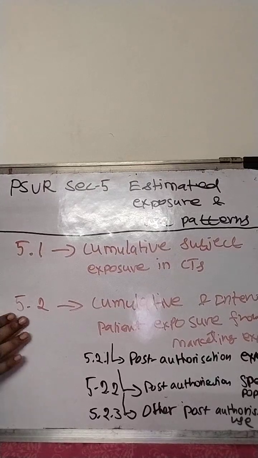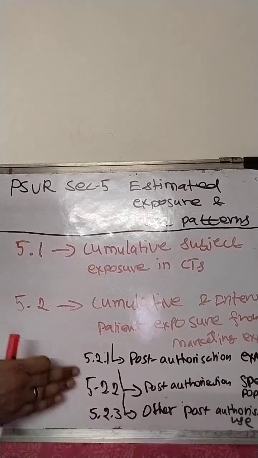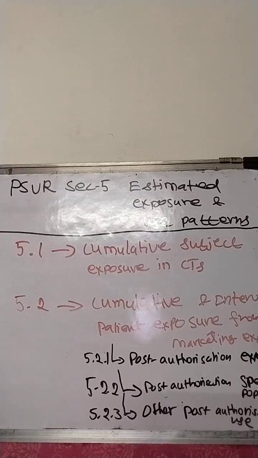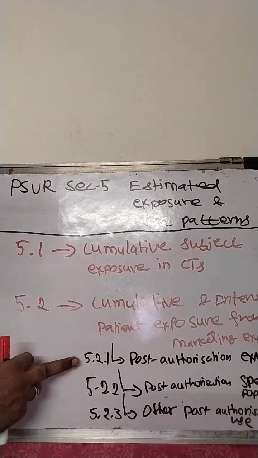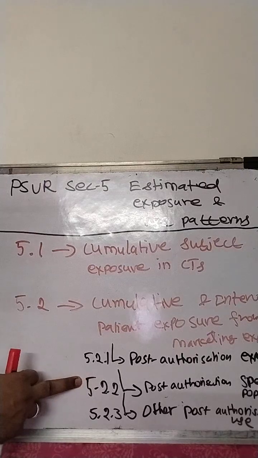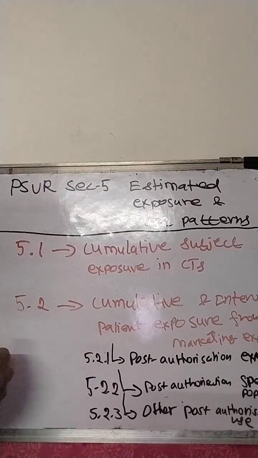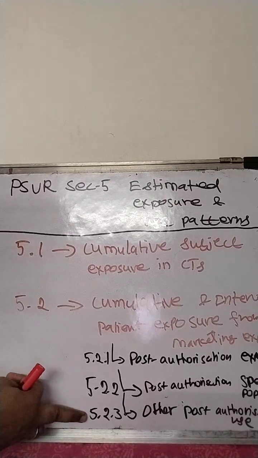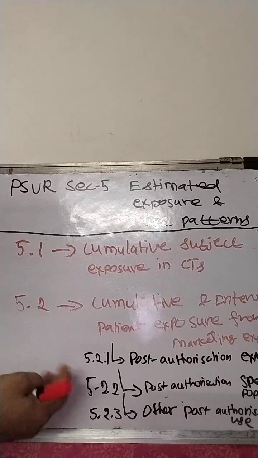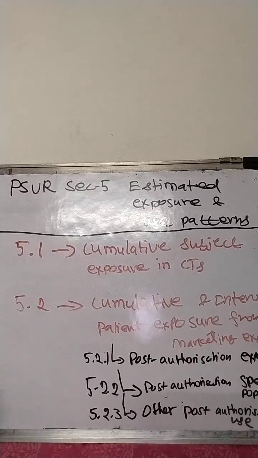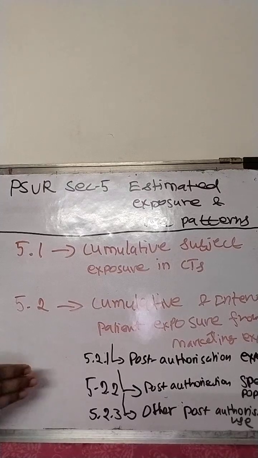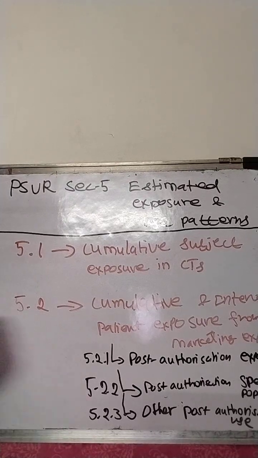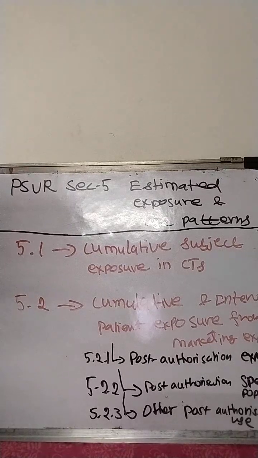Under this chapter, again there are some subsections provided: post authorization exposure, and particularly they are focusing on special populations and post authorization use, like the trend and other post authorization use. So in post marketing they are focusing on these three different subsections. Okay, we will go through more about how the guideline talks about each section.